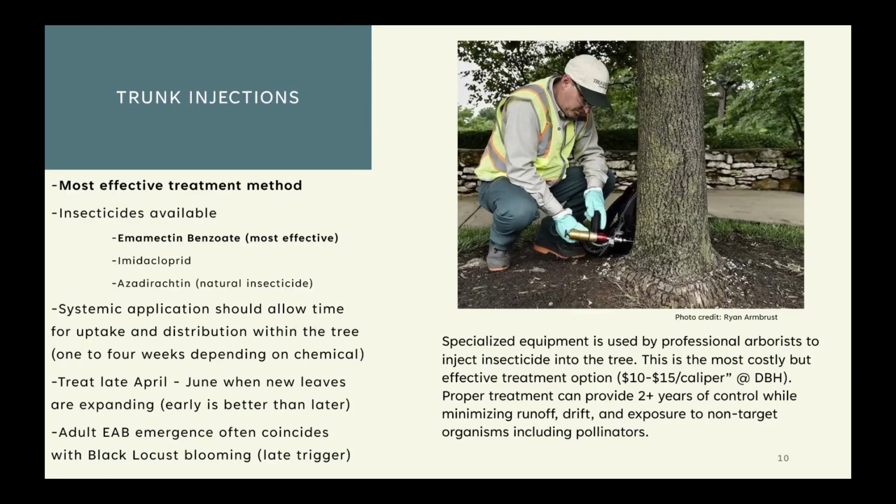In trunk injections, there is specialized equipment that's used by professional arborists and tree care professionals to inject an insecticide into the tree. This is typically regarded as the most costly but effective treatment option. At the time of this recording, most research I've looked at shows a cost of $10 to $15 per caliper inch at diameter breast height. And proper treatment of these trees can and has provided 2 years of effective control, while also minimizing runoff, drift, and exposure to non-target organisms, including pollinators.